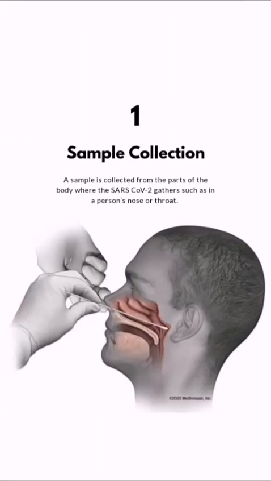Okay, so the first step in this process is sample collection. Kine-collect ang sample from various parts of the body kung saan nag-gather ang SARS-CoV-2, such as dun sa ilong ng tao o kaya sa may throat niya. Nose, nasal, and then throat, which can actually be the pharynx, so nasopharyngeal.